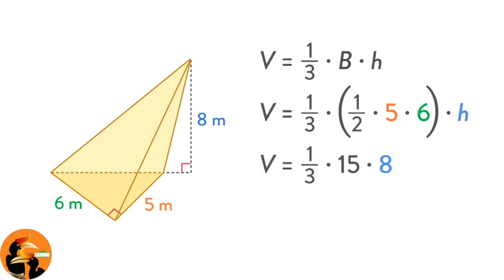And we can plug 8 meters in for the height of the pyramid. Okay, 1/3 times 15 times 8 is equal to 40. So the volume of the triangular pyramid is 40 cubic meters.